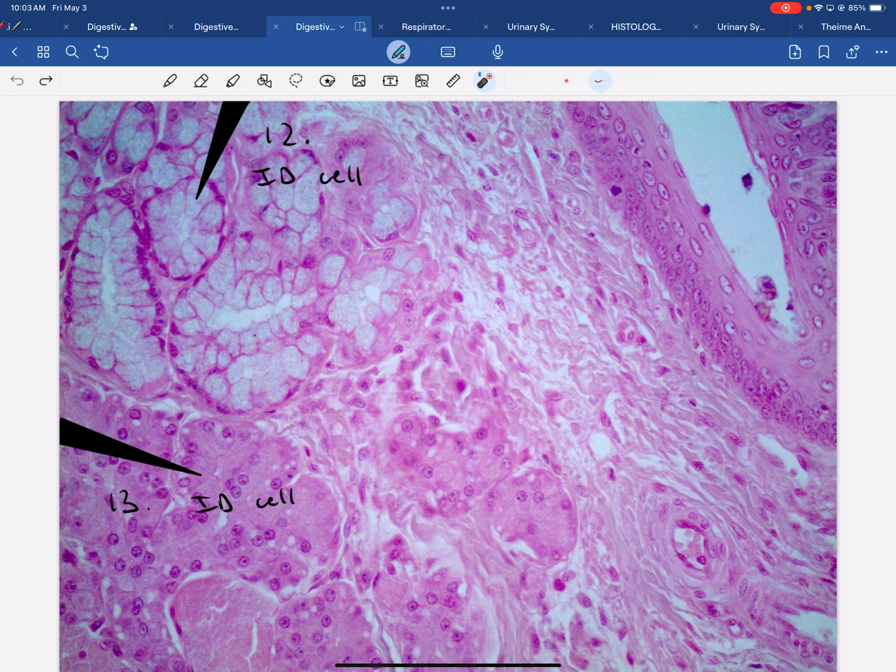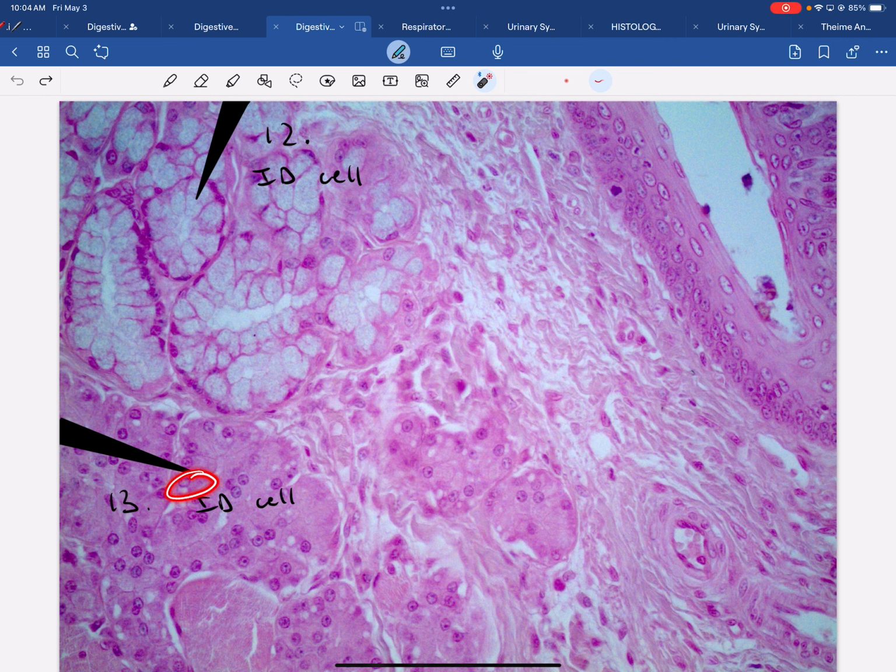Okay, what kind of cell is this? Mucus. Good, a mucus cell. What kind of mucus cell? What if I told you this is inside the oral cavity? Good, intrinsic, right? So it's an intrinsic mucus cell.